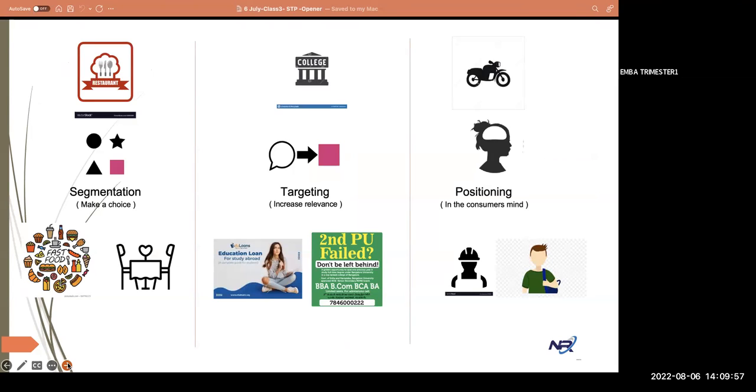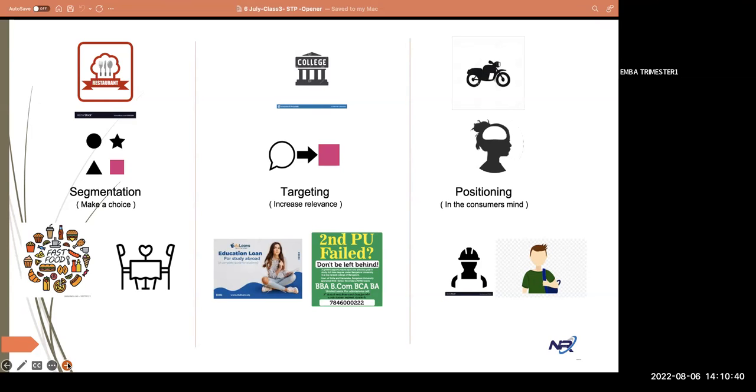Now, let's talk about segmentation, targeting, and positioning. So how do you understand segmentation? Everybody wants to eat food. So if you are a restaurant owner, what is that big segmentation that you do? One can be, do you want to be a fast food guy, or do you want to be a diner? That is one segment that you can do. The second segment you can do if you're a restaurant owner is, am I veg or am I non-veg? One very basic segmentation that you can do.